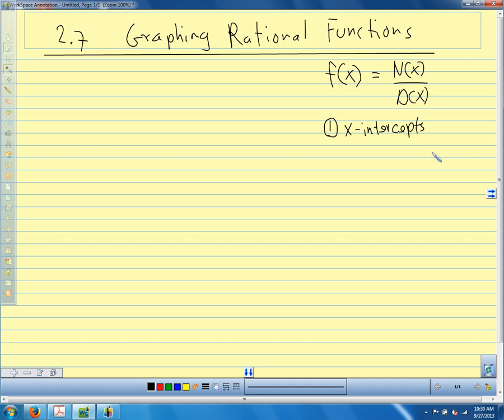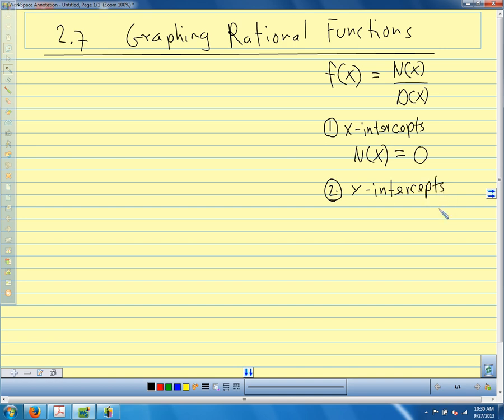For a rational function, how do we find the x-intercepts? What part do we find where it's 0? y is 0. Okay. What makes y 0 on a rational function? When the numerator is 0. We're finding where n of x equals 0, so we're finding where the numerator equals 0. That's going to make the function equal to 0.